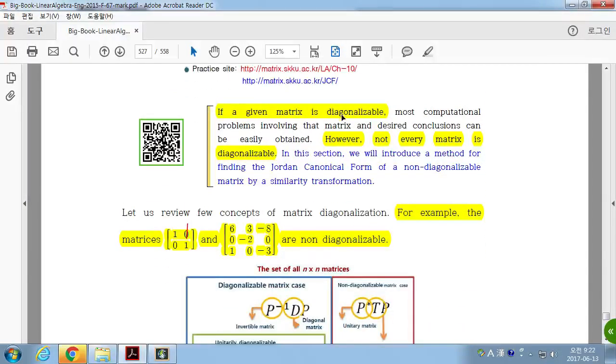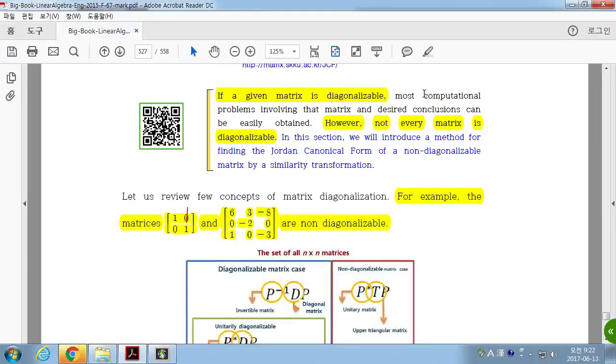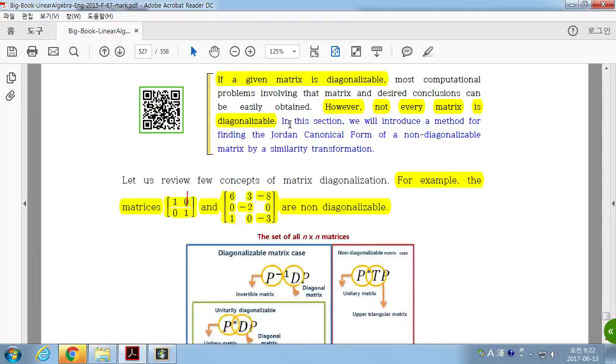If a given matrix is diagonalizable, then everything's easy. All you have to do is do the computation on the diagonal matrix, then draw your conclusion. So it's easy. But not every matrix is diagonalizable. So in this section, we will introduce a method for finding a Jordan canonical form of a non-diagonalizable matrix by using similarity transformations.